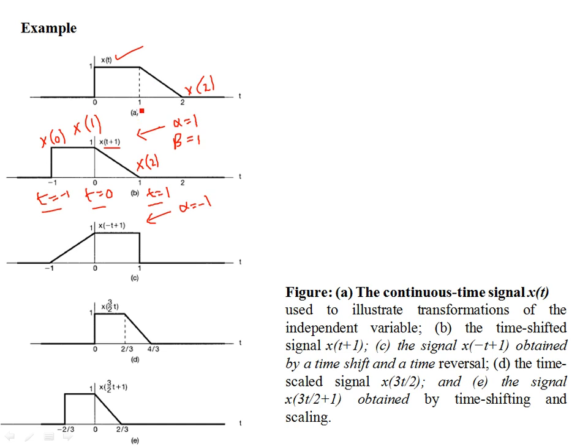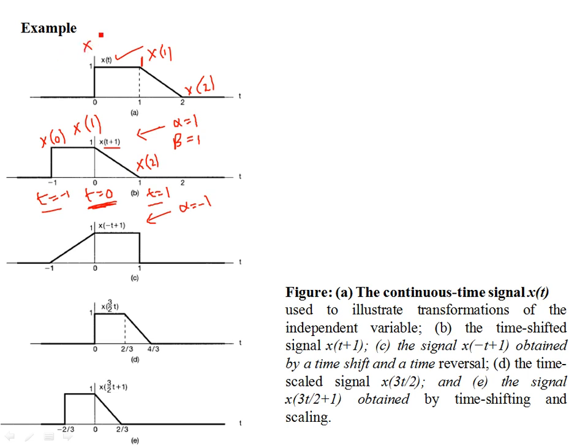Similarly, at t equal to 0, the original signal is 1, right? So at t equal to 0, 0 plus 1 is 1, so this is x1. So x1 corresponds to what? This is 1, the amplitude is 1, right? So this is my x1.